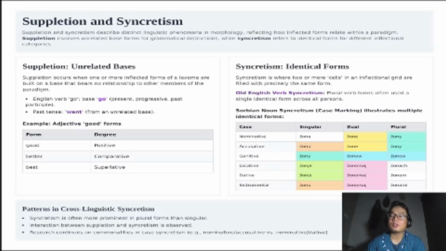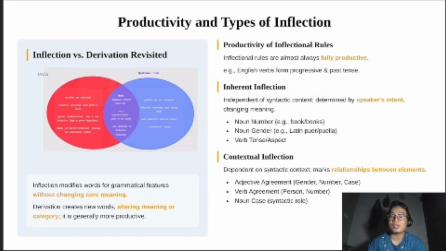And before we conclude, let's connect these ideas to productivity and types of inflection as shown in this diagram. Should I put it here? Okay, forget about it. In these slides, inflection is generally fully productive. If a language has a plural suffix or a past tense pattern, it applies across almost all relevant words.